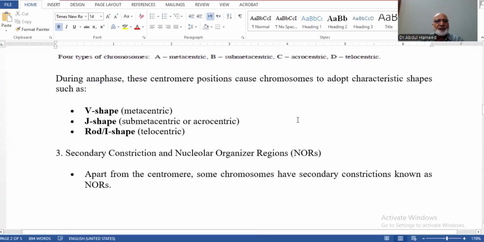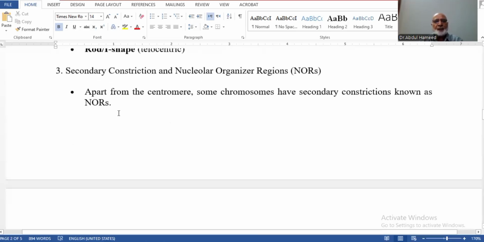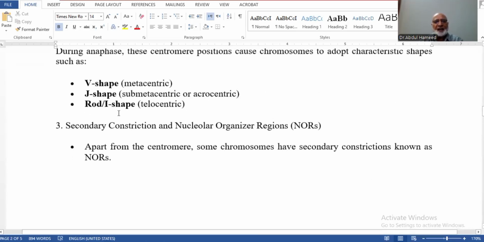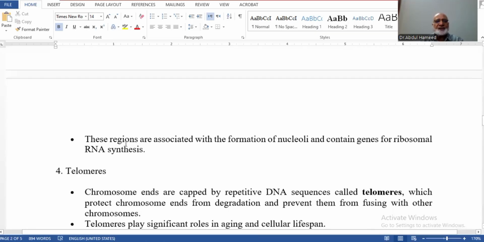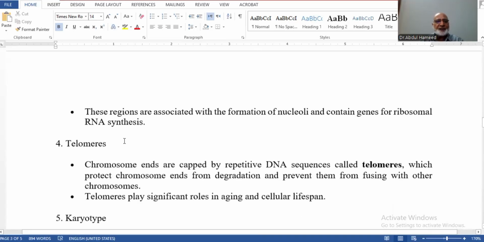Secondary constrictions are nucleolar organizer regions. Apart from the centromere, some chromosomes have a secondary constriction known as NORs, nucleolar organizer regions. These regions are associated with the formation of the nucleolus, and they contain genes responsible for ribosomal RNA synthesis.